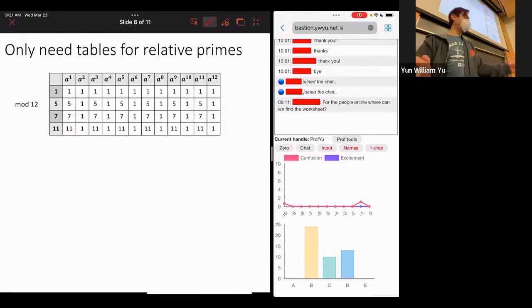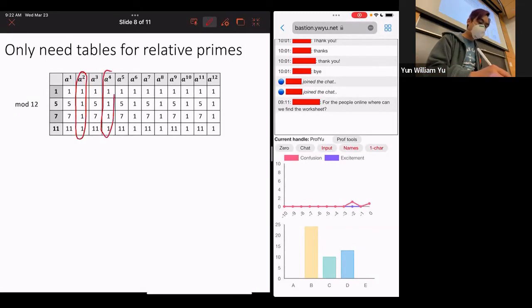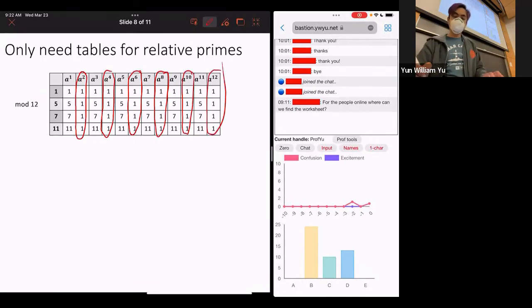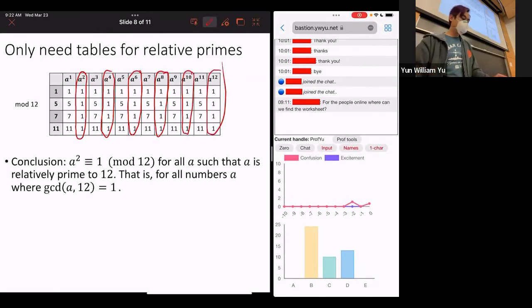And so you end up with just this table with 4 numbers, 1, 5, 7, and 11. And so those are the only numbers that are relatively prime. And well, you notice that when you reduce it to just the rows that are relatively prime, you do end up seeing a similar pattern. So you see that there are columns that are all 1s. Let me circle them all. Which then means that in conclusion, if your original number a is relatively prime to 12, then a squared is congruent to 1 mod 12.